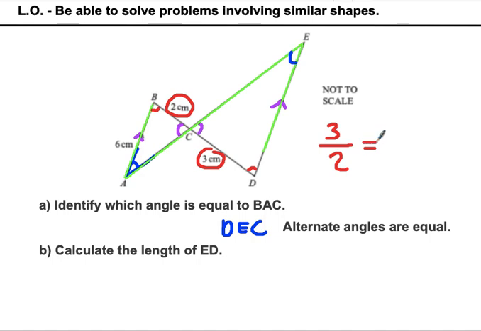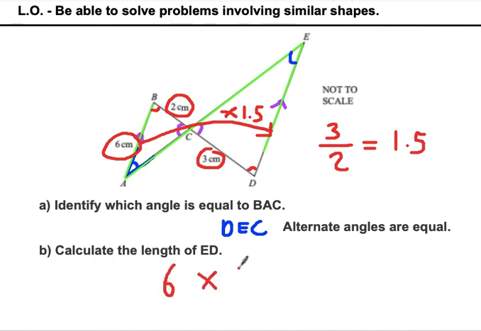3 divided by 2 is 1.5, and that is our multiplier. To work out the length ED, as the question asks, I'm going to multiply by 1.5 because that's our multiplier. The calculation to find the length of ED is to multiply the length of BA by 1.5, so 6 times 1.5, which is basically 1.5 times 6. 1 times 6 is 6, a half of 6 is 3, so 1.5 times 6 is 9.